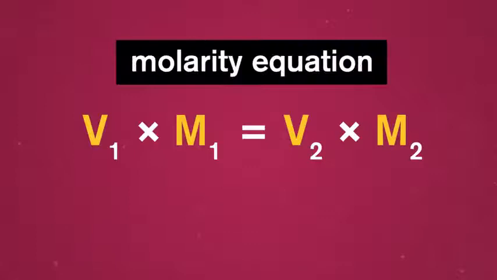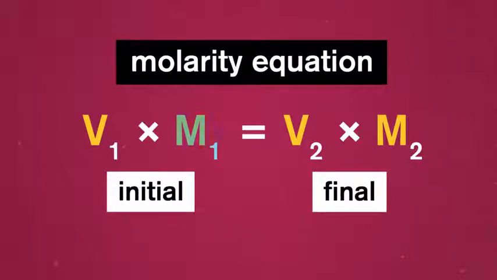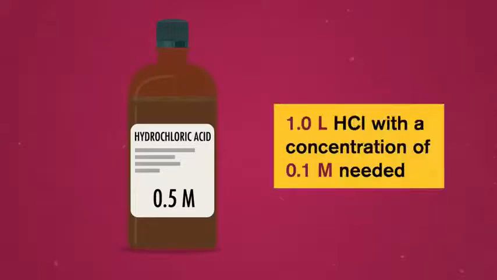To solve problems where we need to dilute a stock solution to get the molarity we need, we use the molarity equation. It states that the initial volume times molarity is equal to the final volume times the final molarity. We use M1 and V1 for the initial molarity and volume, and M2 and V2 for the final ones. Let's say we have a stock solution of 0.5 molar of HCl, and we need 1 liter of HCl with a concentration of 0.1 molar.